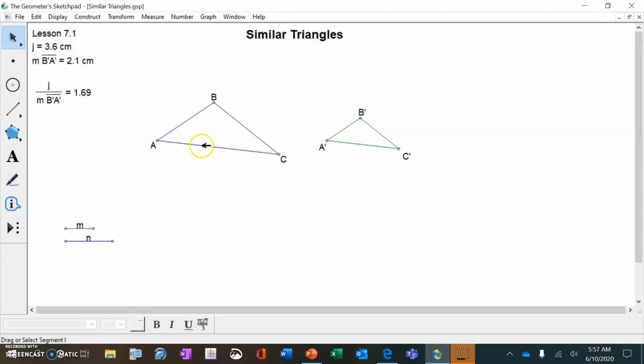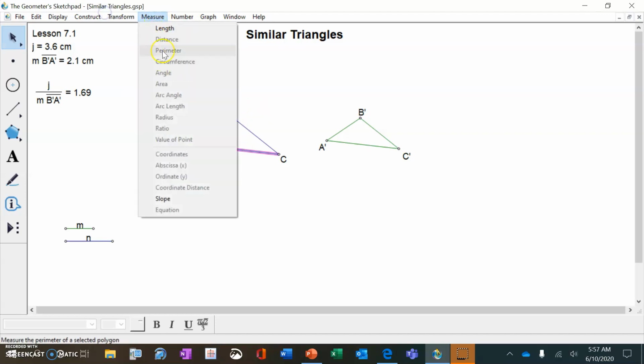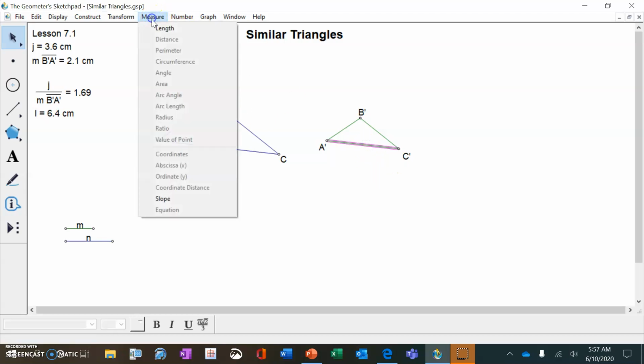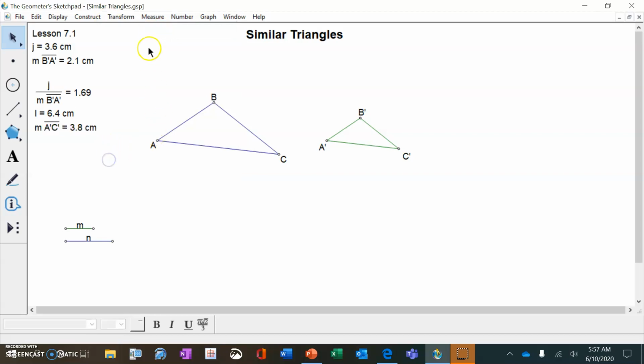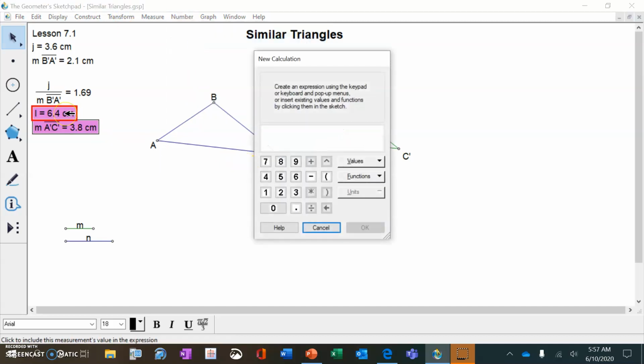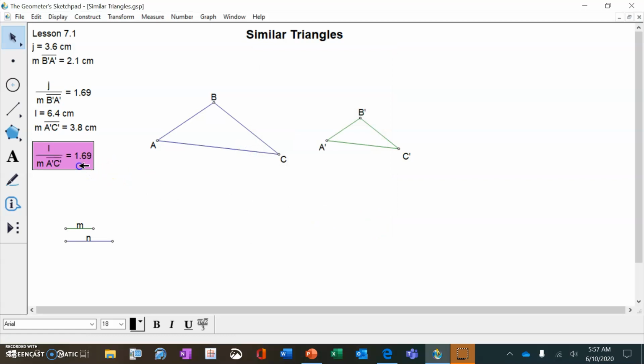Okay, then let's look at side AC. I'm going to measure that length, and then I'm going to measure the corresponding side. And then I will again take those two and find out what the ratio of their sides would be. So I go to my calculator and I say the left side divided by the right side. And that is also 1.69. So it seems that the ratio of the sides is also always the same. So let's check out the last one.